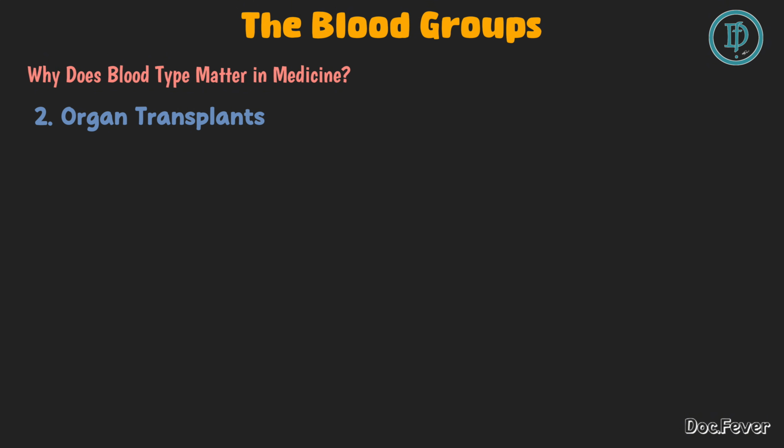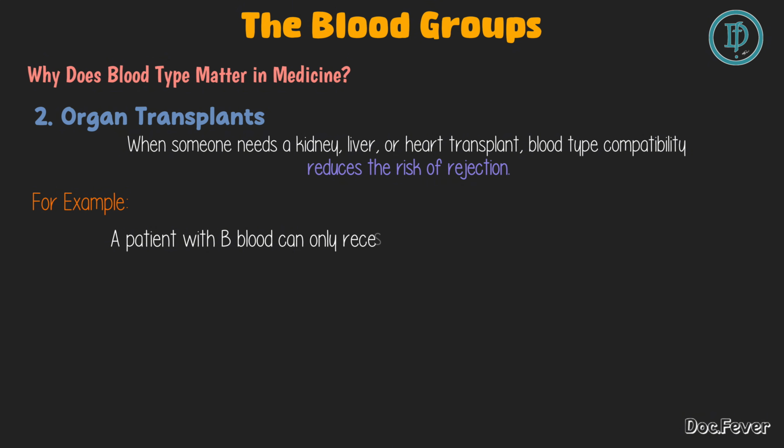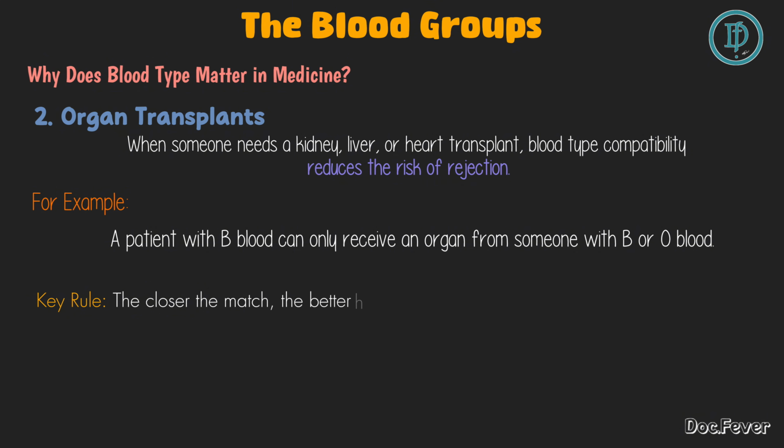Second is organ transplants. Here the question arises: in organ transplants, why does blood type compatibility matter? When someone needs a kidney, liver or heart transplant, blood type compatibility reduces the risk of rejection. For example, a patient with blood type B can only receive an organ from blood type B and blood type O. In organ transplants, the key rule is the closer the match, the better the transplant success rate.